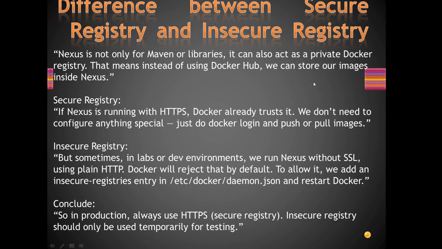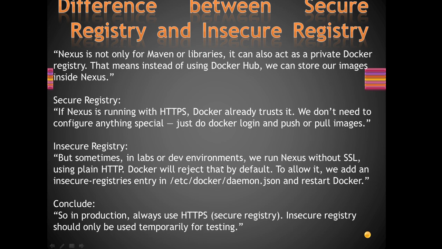Difference between secure registry and insecure registry. Nexus is not only for Maven or libraries. It can also act as a private Docker registry. That means instead of using Docker Hub, we can store our images inside Nexus. Secure registry: if Nexus is running with HTTPS, Docker already trusts it. We do not need to configure anything special, just do docker login and push or pull images.